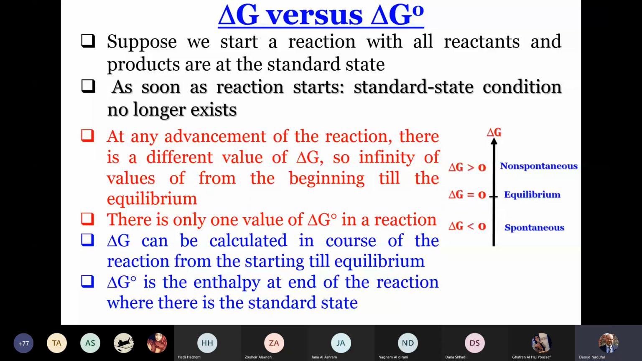Suppose you reach the end and you lose the standard state. So how to calculate delta G0? You have to do another experiment of this reaction where at the end of the reaction, you have a standard state of the reactants and standard state of the products, so you can calculate delta G0. So delta G0 of the reaction is the identity of this reaction. But delta G of the reaction depends on the conditions. It depends on the advancement of the reaction.